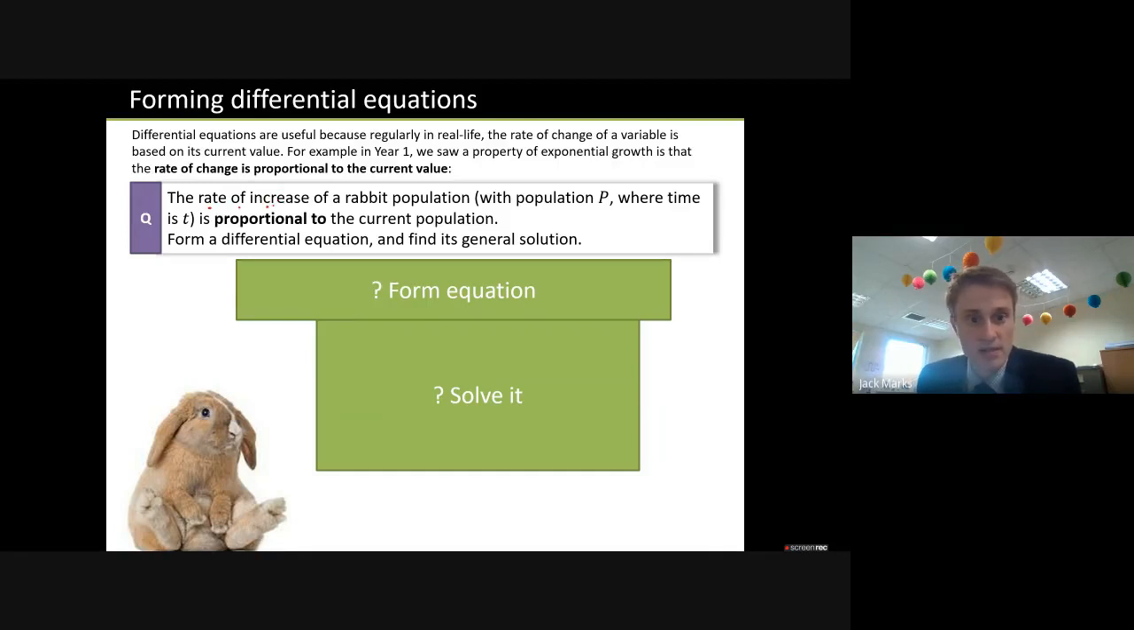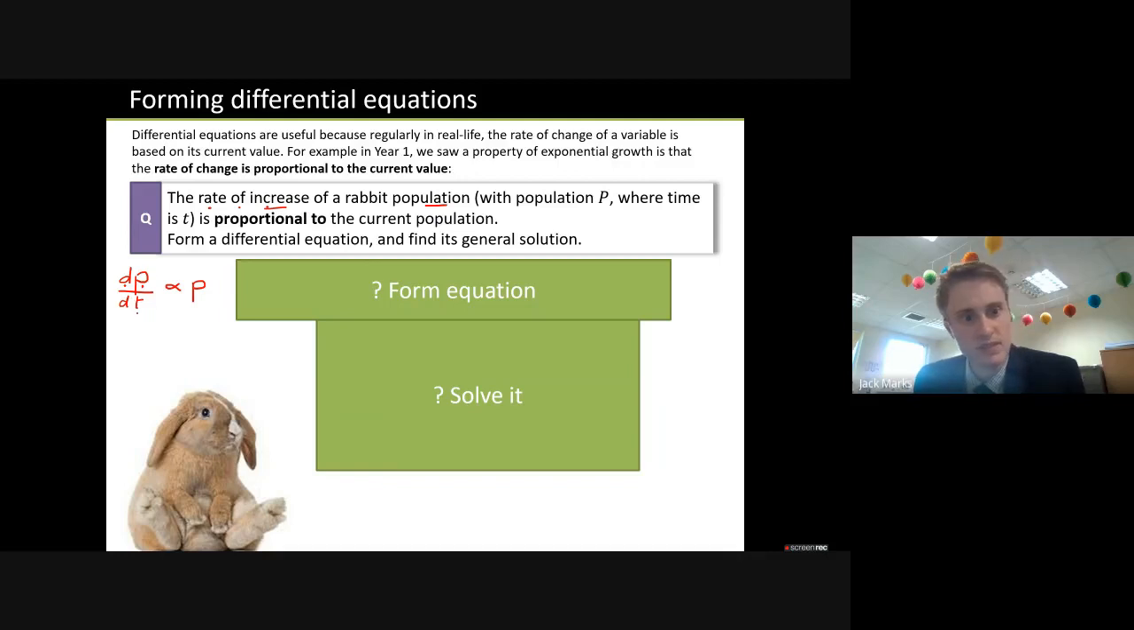Well, this is pointing towards time, isn't it, of a rabbit population. So we're going to go ahead and say the change in population as time changes is proportional to the current population. So if population is really big, this is a really big number. That's what this means. Form an equation.